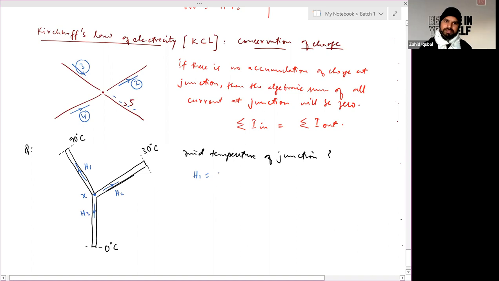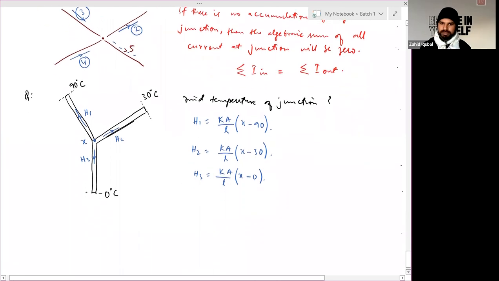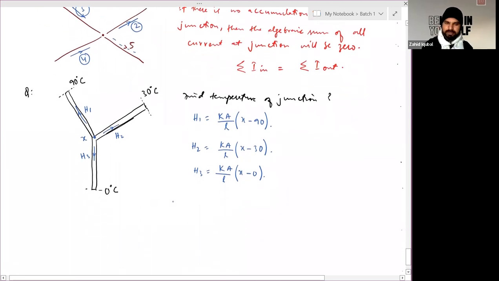So H1 equals Ka by length times temperature difference, X minus 90. H2 equals Ka by length times temperature difference, X minus 30. And H3 equals Ka by L times temperature difference, X minus 0. Since all currents are going outward, we assume outward current to be positive. So according to the above formula, the sum of all current at the junction must equal 0.